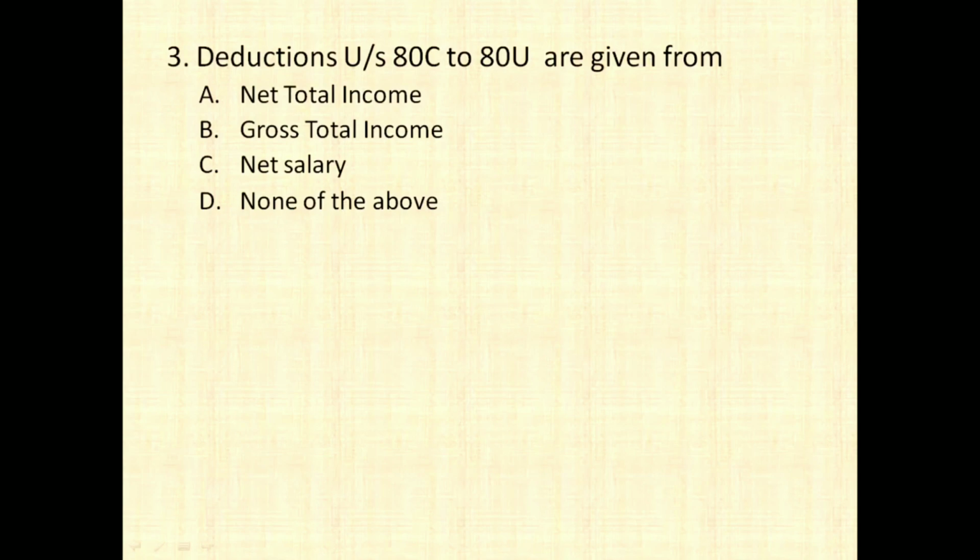The next question is deductions under section 80C to 80U are given from. So it is given from net total income or gross total income, net salary, none of the above. So you know that first we add all the incomes, then we get gross total income. From gross total income, when we deduct all the deductions from 80C to 80U, then finally we get net income or net total income or net taxable income. So the answer will be gross total income.